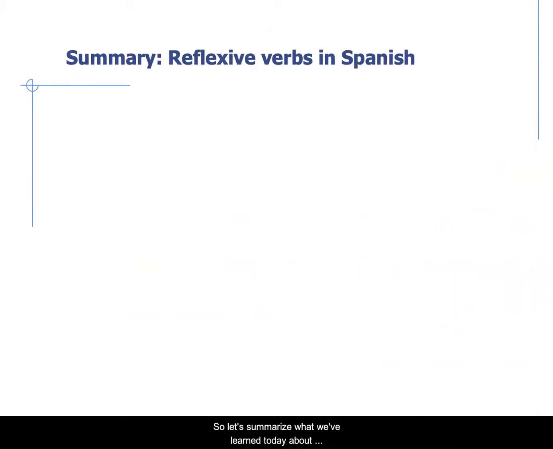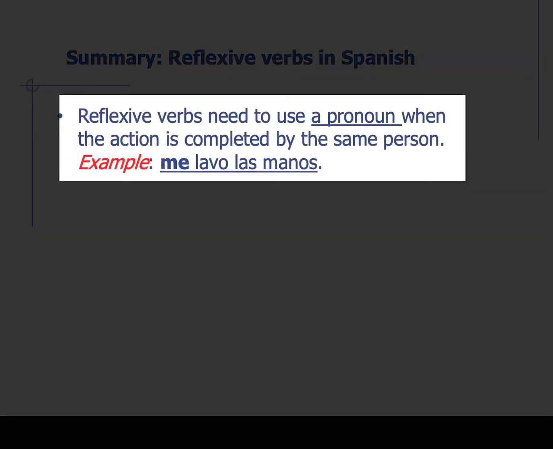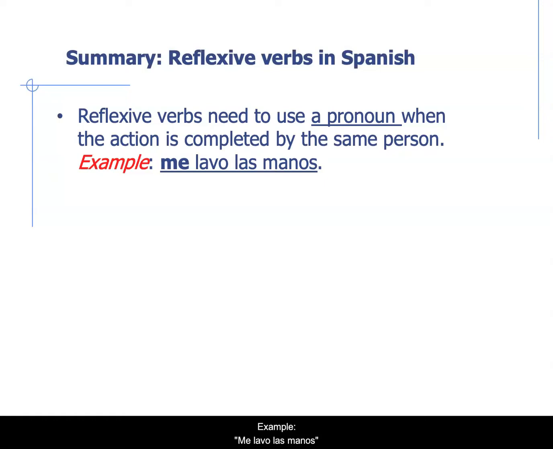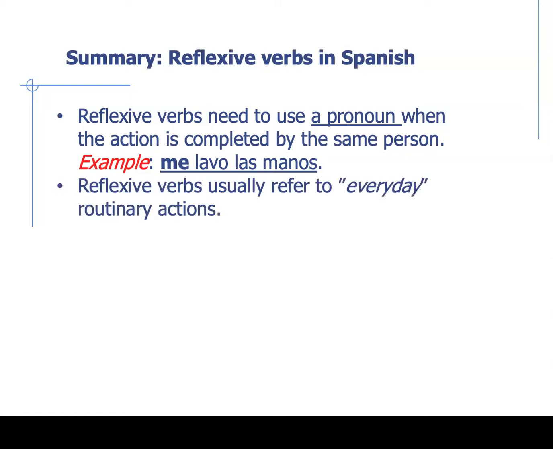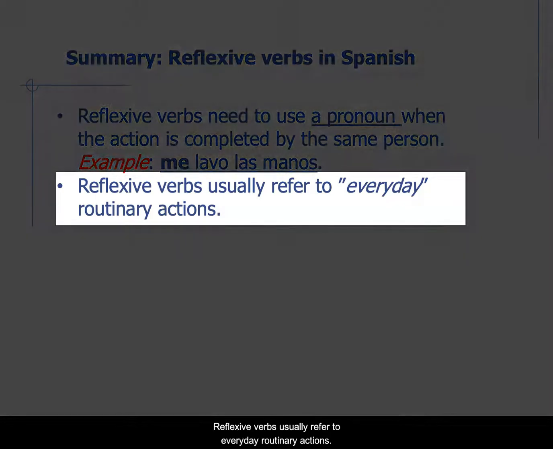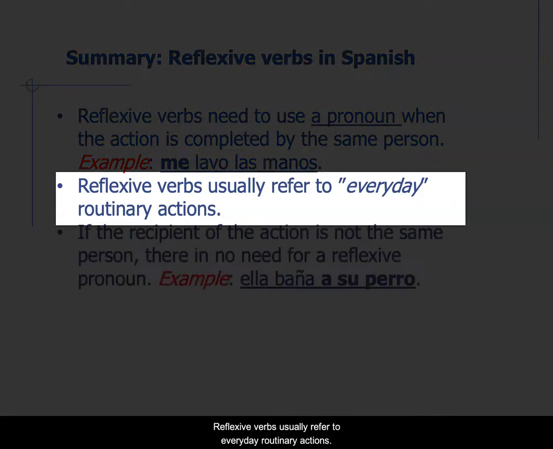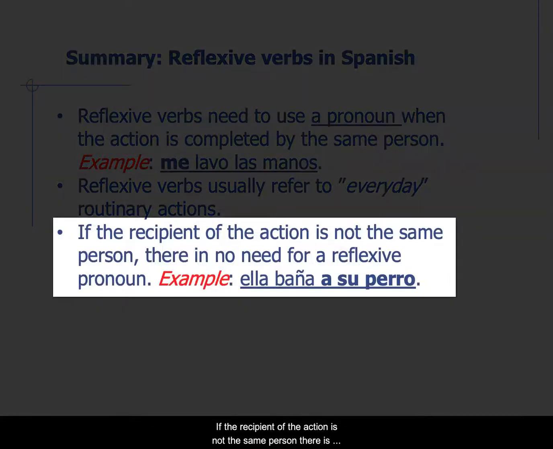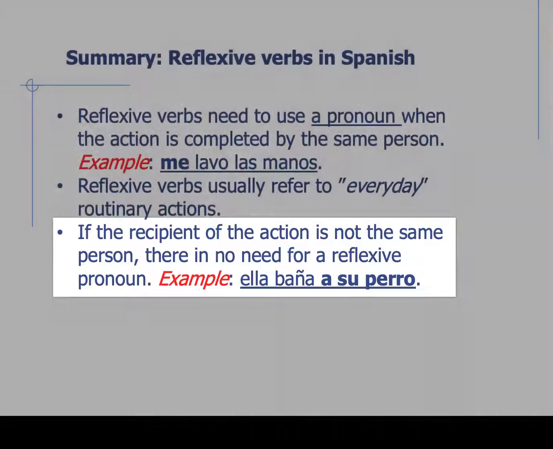So let's summarize what we've learned today about reflexive verbs in Spanish. Reflexive verbs need to use a pronoun when the action is completed by the same person. Example, me lavo las manos. The pronoun always goes first. Reflexive verbs usually refer to everyday routine actions. If the recipient of the action is not the same person, there is no need for a reflexive pronoun. Example, ella baña a su perro.